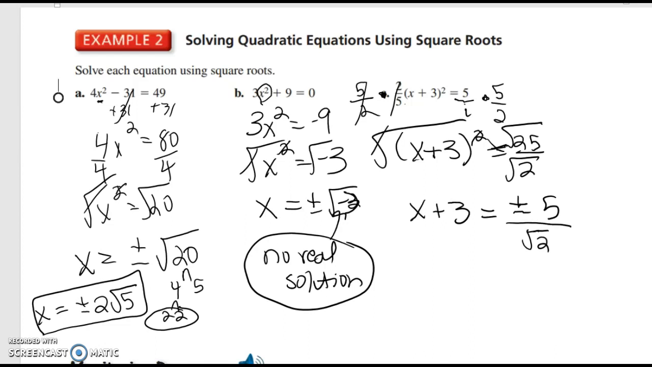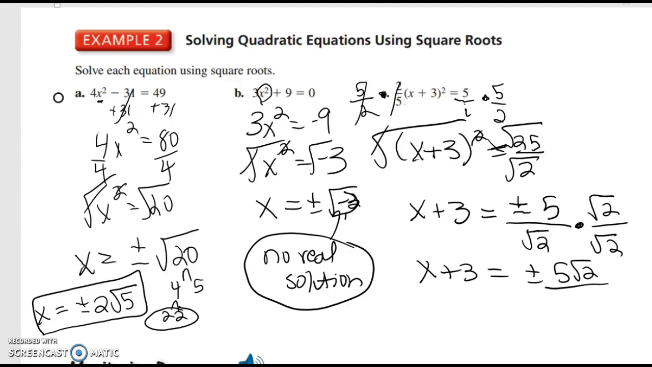But this is not proper form. We have a radical in the denominator. So you should rationalize. That means whatever radical is in the bottom, multiply it top and bottom. In my numerator, I will then have 5 times radical 2, or 5 radical 2, over radical 2 times radical 2 is a regular 2. Finally, to solve for x, I can subtract 3. As a little trick, try and put that negative 3 right in front of the plus minus. So our answer will be negative 3 plus or minus 5 radical 2 over 2.